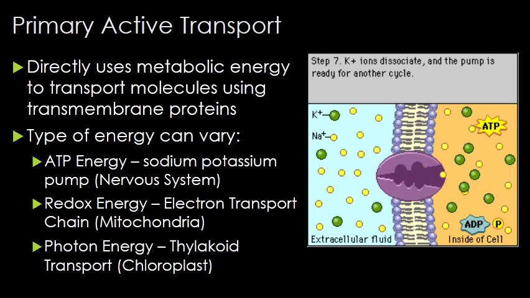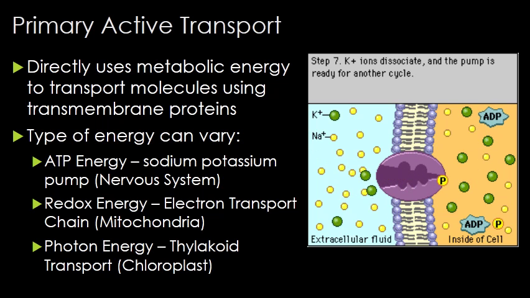When ATP reacts with the transport protein, the energy stored in that phosphate bond is released. The reaction of the phosphate with the transport protein changes the shape of the transport protein, moving the molecule across the membrane. The energy is therefore transferred from the ATP to the transport protein. And the proteins, like the example here for ATP energy, the sodium-potassium pump, are often called ATPases because they use ATP. But ATP is not the only source of energy in primary active transport.